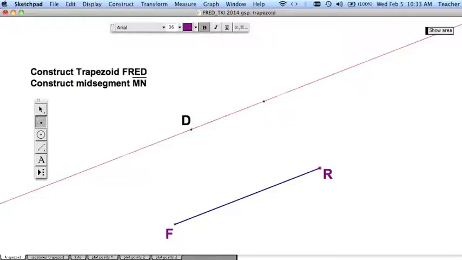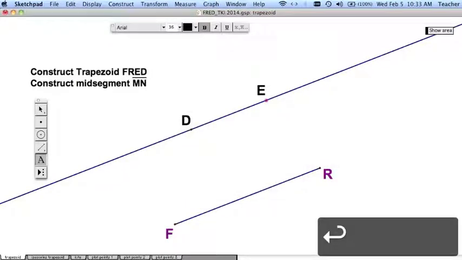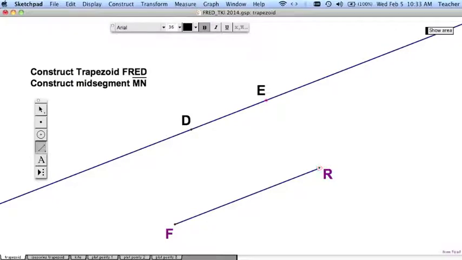Now, we're going to put a random point right here, and we're going to call that E, echo. And now you have your trapezoid. Now, if you can't see it, right there, can you all see that? Right there. We're going to hide our construction line.